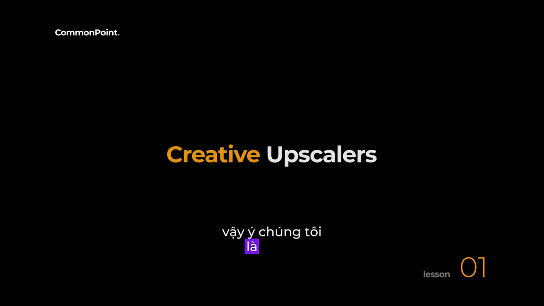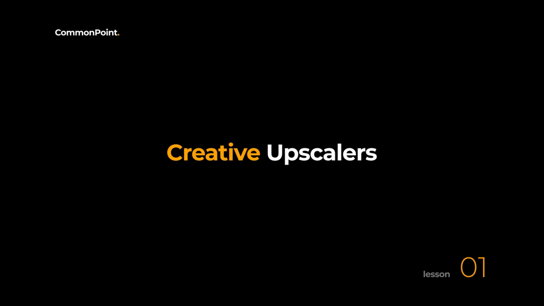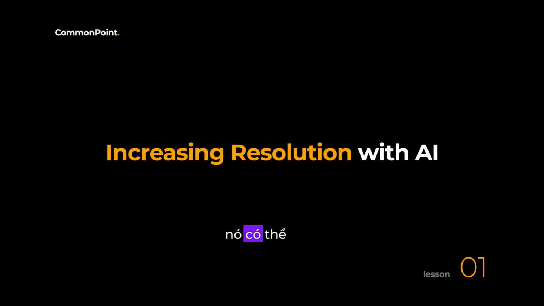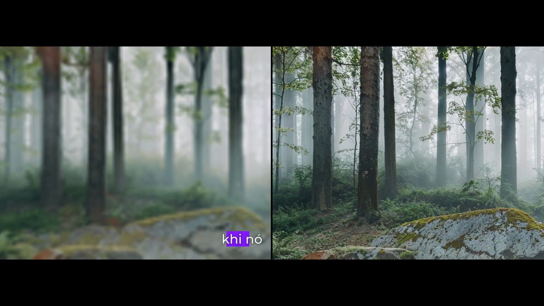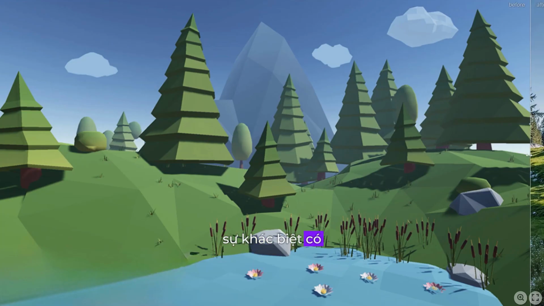Okay, so what do we mean by a creative upscaler? Basically, it's a tool which increases the resolution of an image. It can turn a 2K image into a 4K image, 8K image, whatever. You get more resolution, everything looks sharper, more refined. And here's the best part. A creative upscaler can actually add new details that weren't there before. As it scales up the image, it can either add subtle details or completely transform the image, depending on our needs. And the difference can be quite shocking.